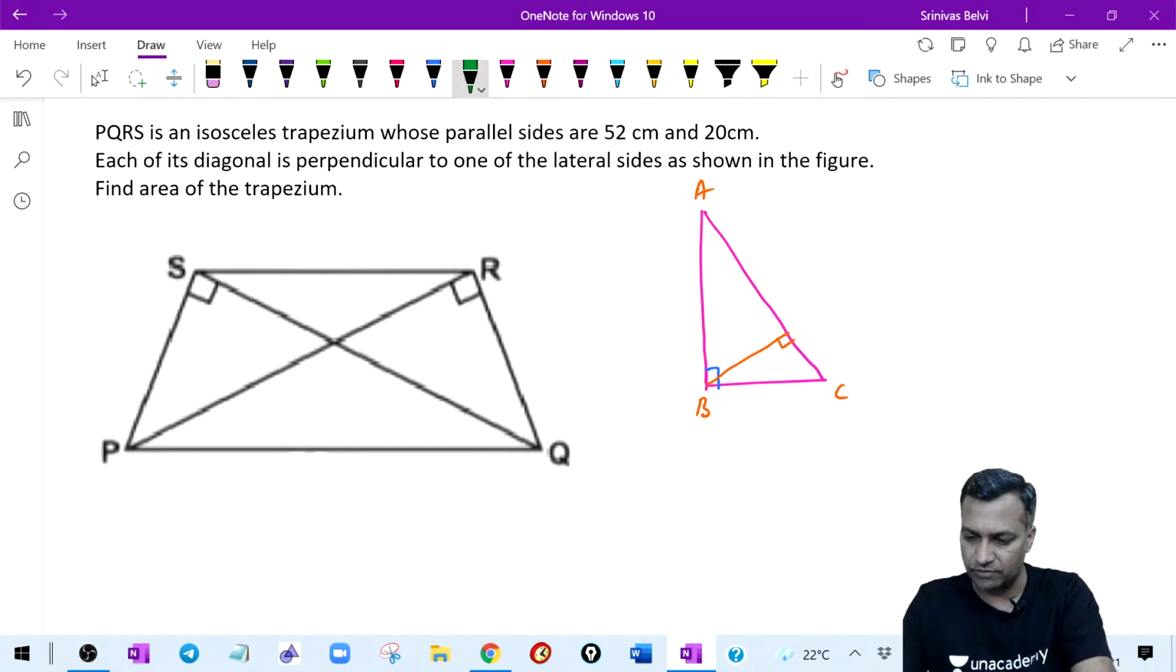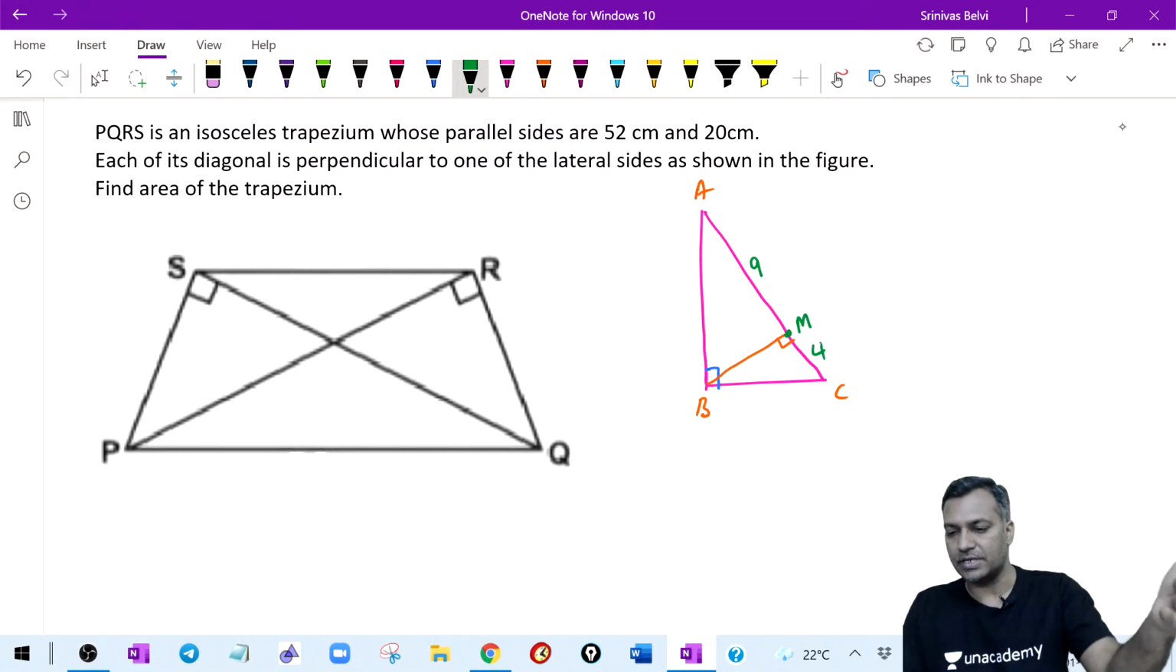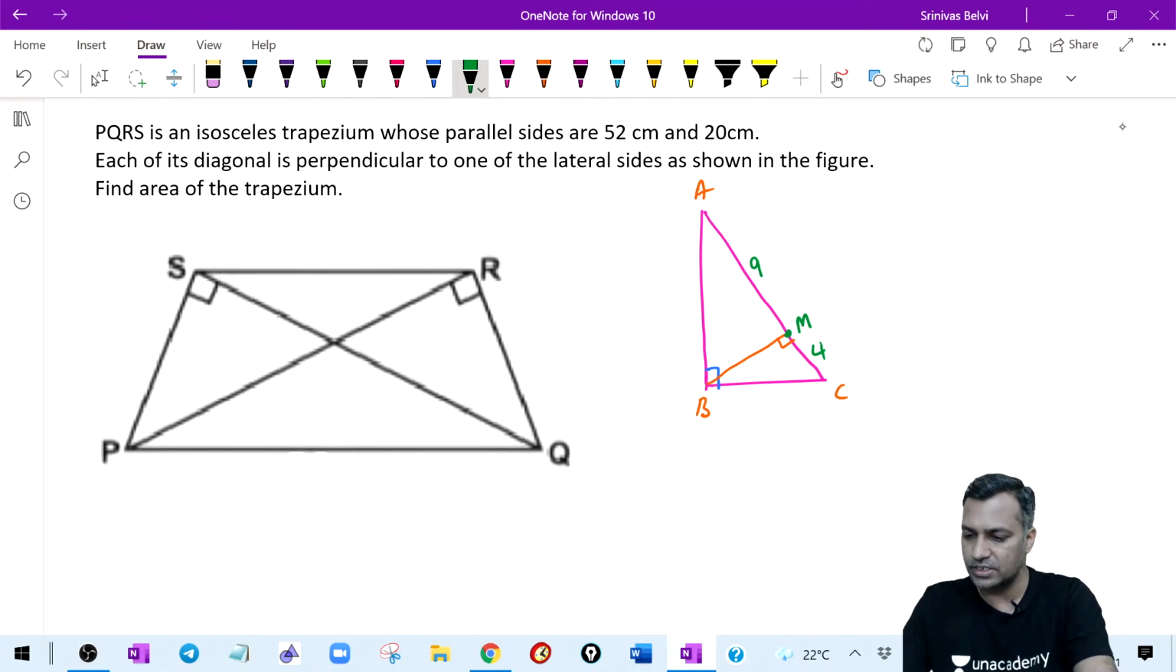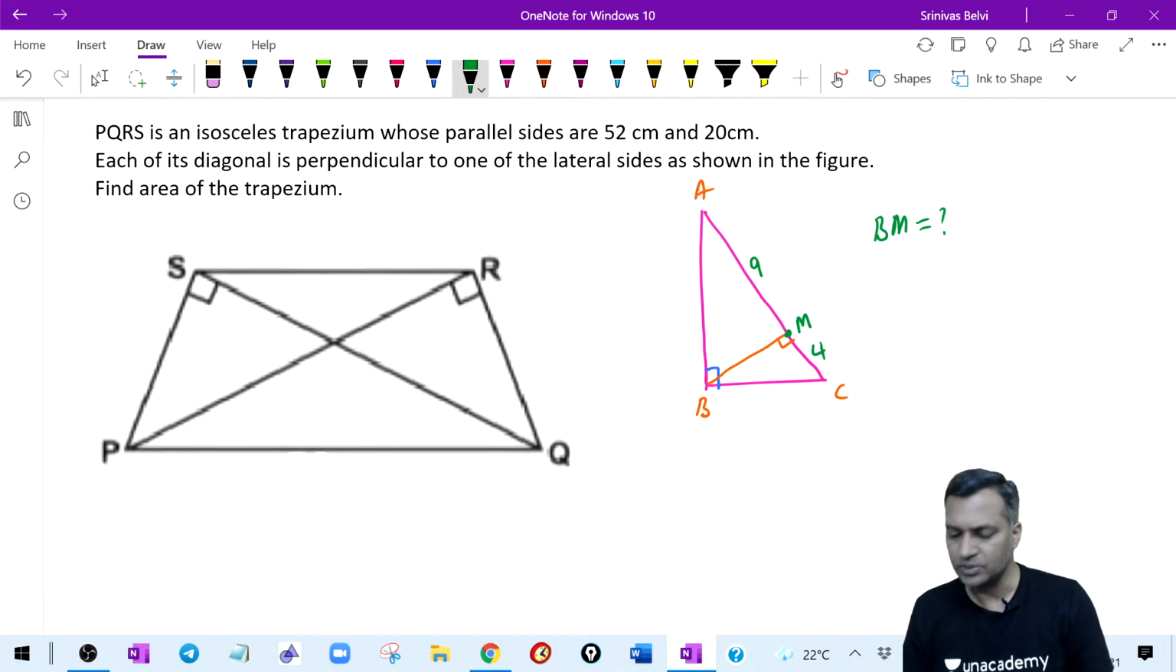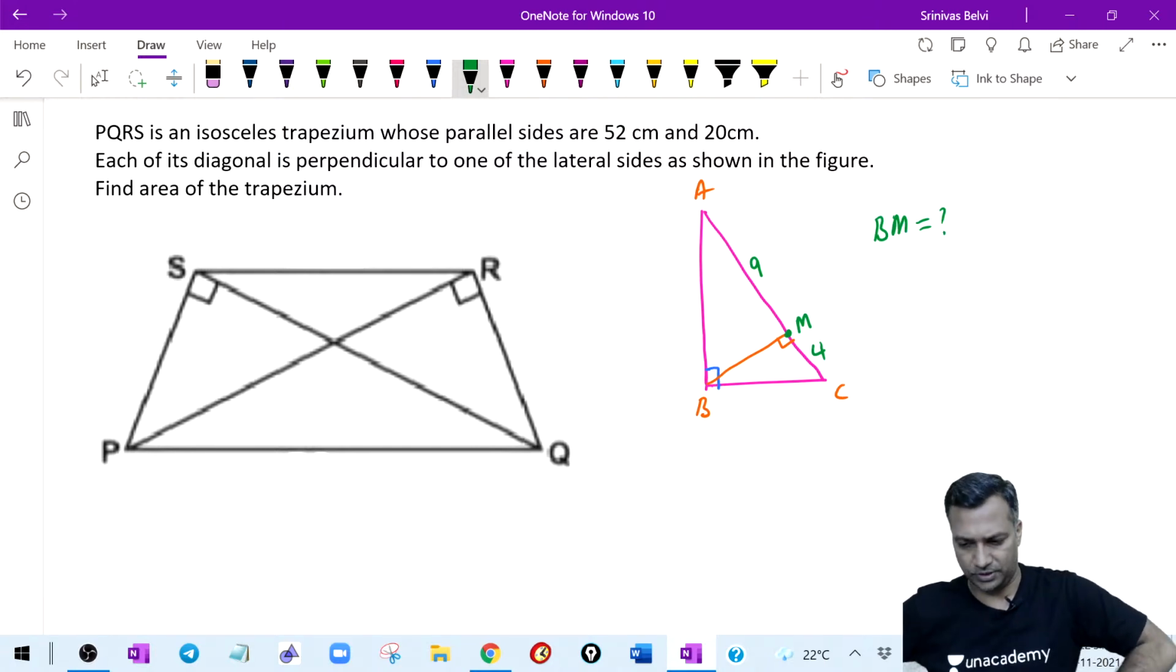If I say that this is 9 units and this is 4 units, and let's say this point is called M, AM is 9 units, MC is 4 units. Can you tell me what is the value of BM? What is the measure of BM? Quick, put it in the chat.